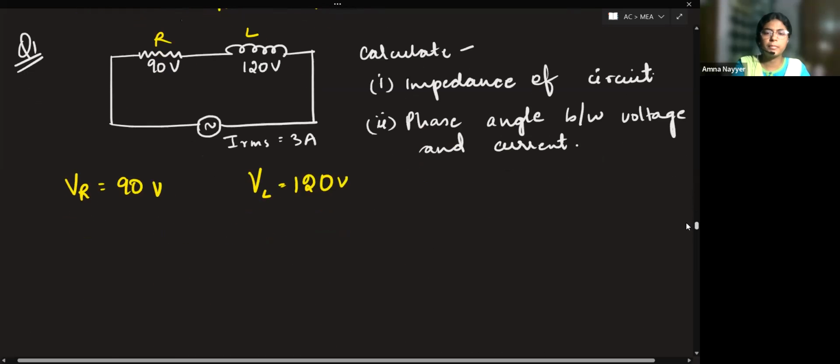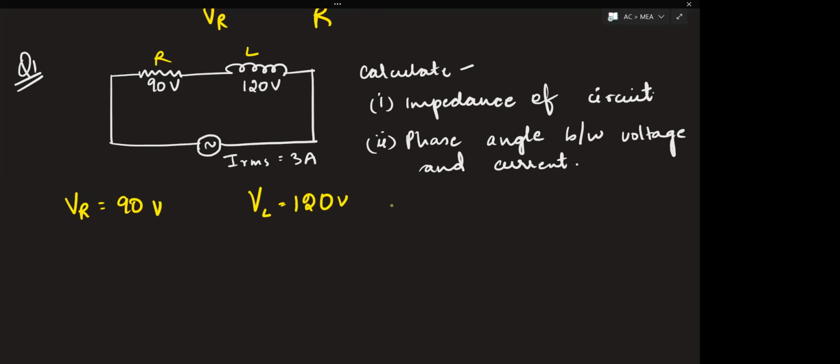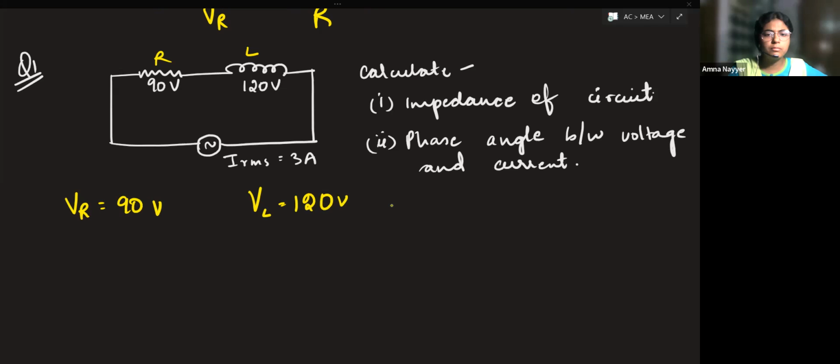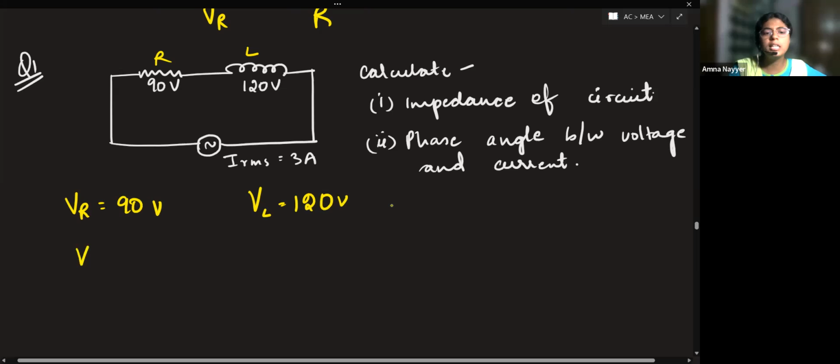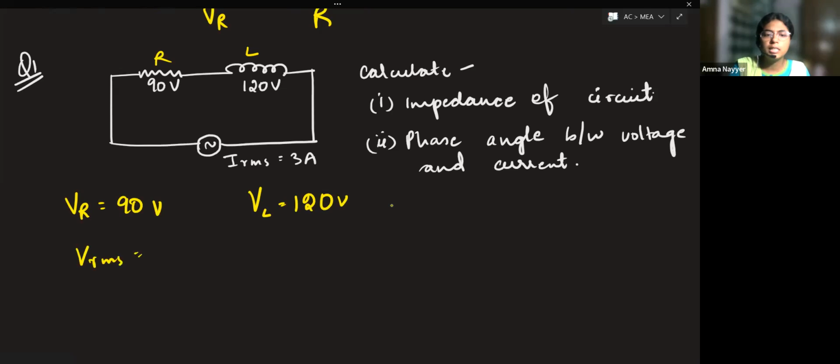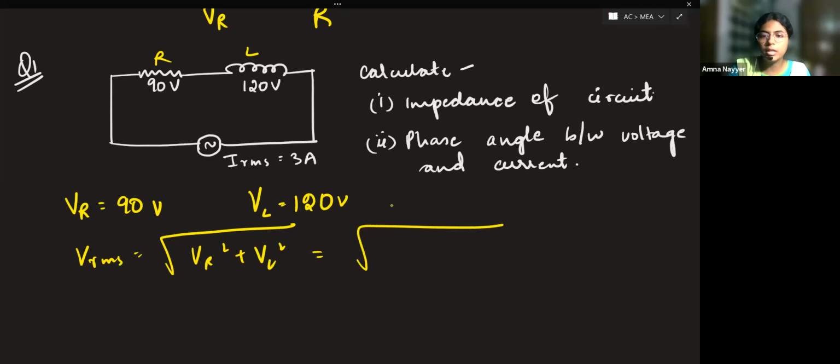So VR is 90, VL is 120. Let's first calculate the resultant voltage. The EMF, VRMS, will be the square root of VR square plus VL square, which is what we started the circuit with. So that becomes 120 whole square plus 90 whole square. They form a Pythagorean triplet, no? 150 volts should be the answer.